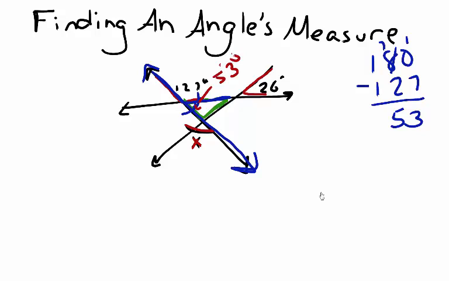Now we can use the fact that vertical angles have the same measure to find this interior angle. Because our angle here is 26 degrees, the measure of our top right interior angle is also 26 degrees.